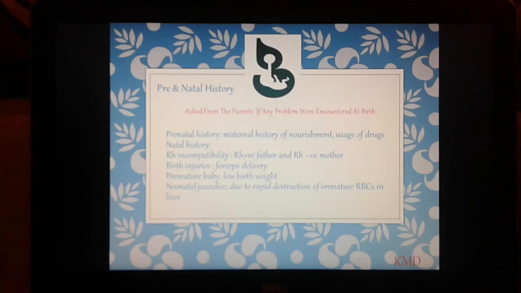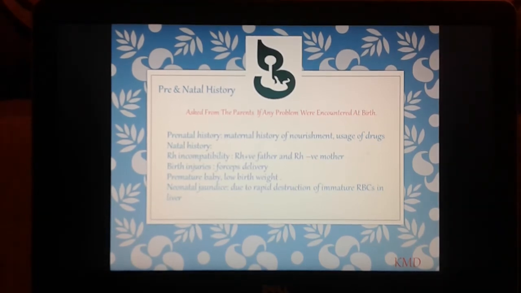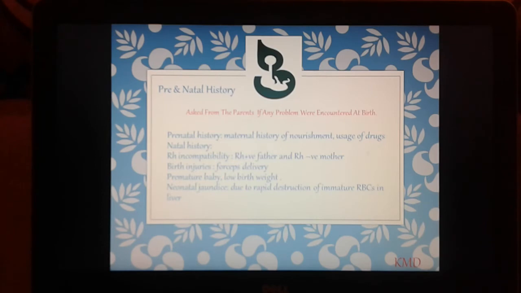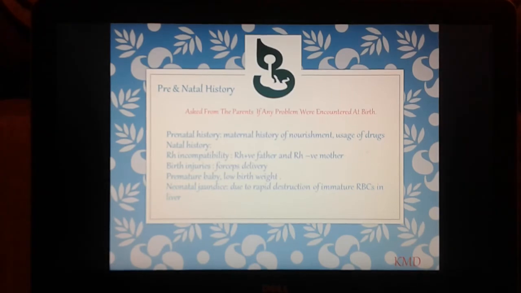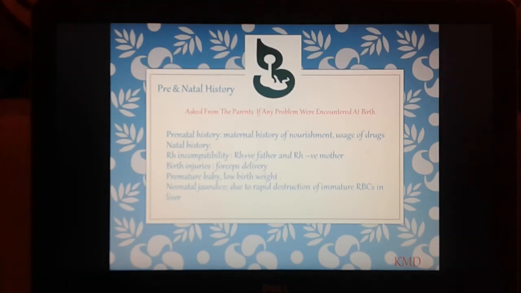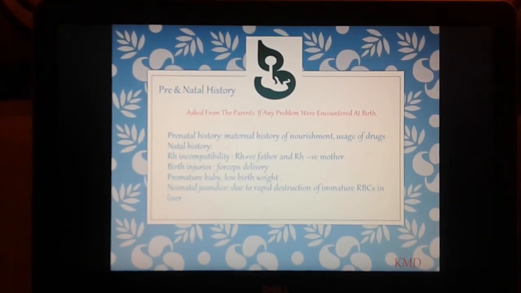The natal history records the history which has been asked from the parents if any problem was encountered at birth, such as the Rh incompatibility, such as the father being Rh positive and the mother being Rh negative, and this may result in a condition termed as erythroblastosis fetalis. The effect may be seen in the dentition with well-described entities such as a hump on the tooth and the characteristic blue-green discoloration.